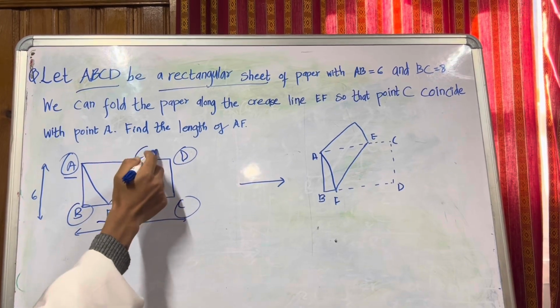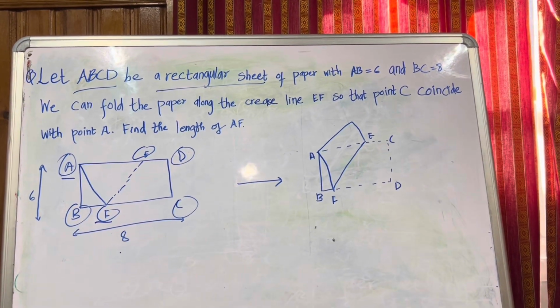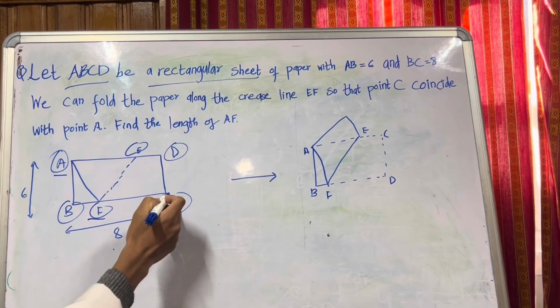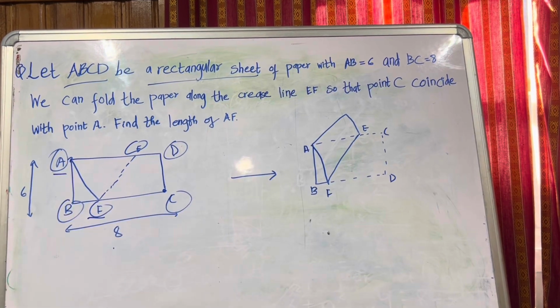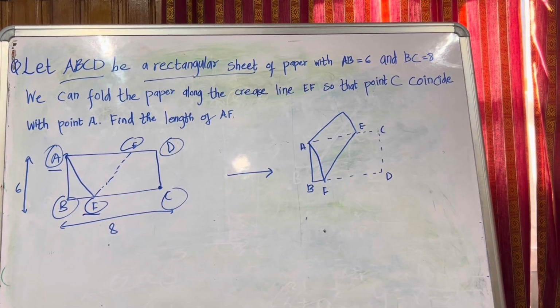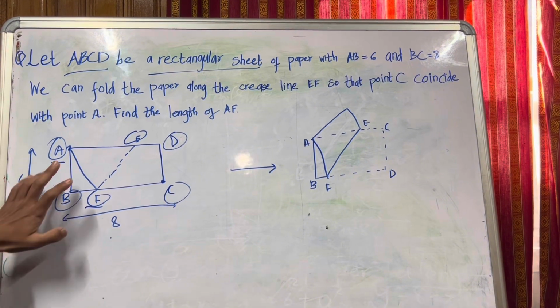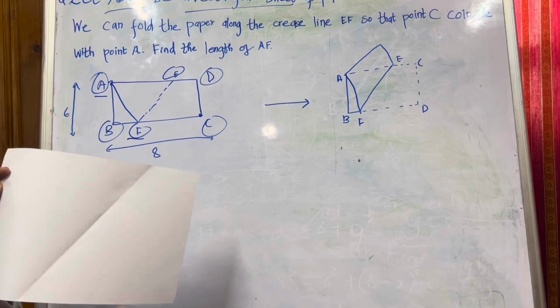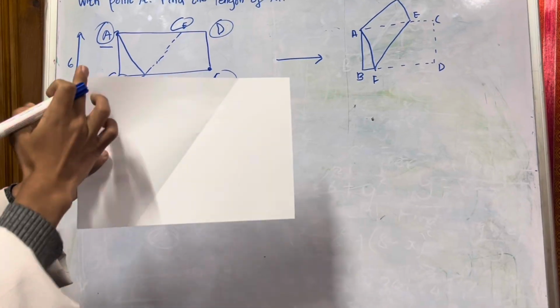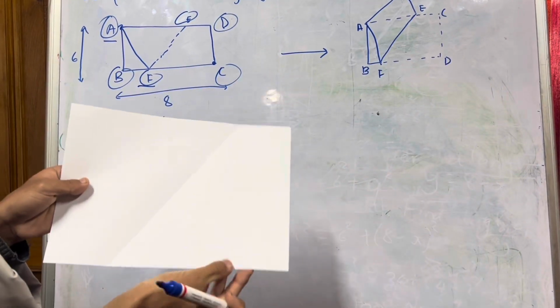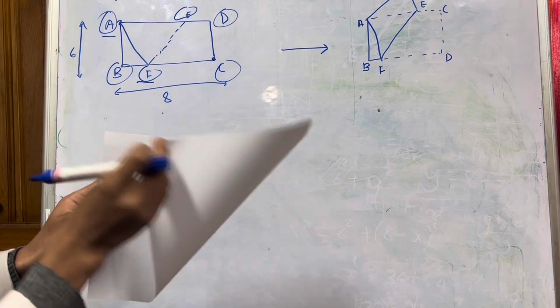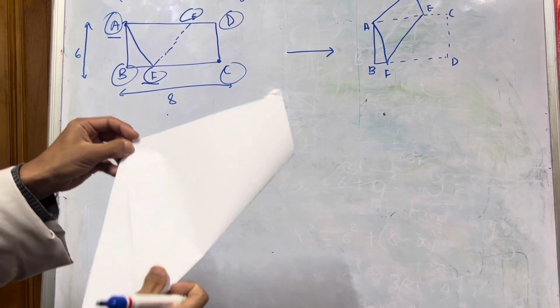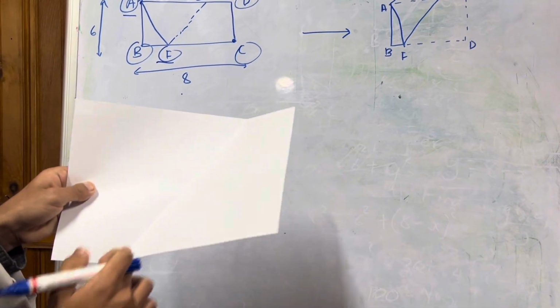So what we have to know is that EF is the crease that is formed when point C coincides with point A. So to understand this concept better, let's take a sheet of paper. So we can take this as point A, this as point B, C and D. So when we take point C and put it over point A, we can see that crease EF is formed.